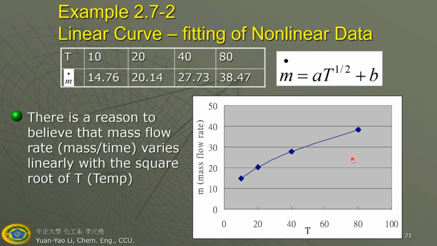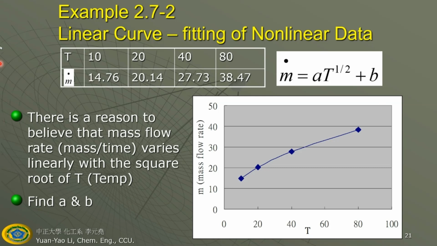Of course, in your midterm exam, if this question shows up, I'll tell you there's a reason to believe the mass flow rate varies linearly with the square root of the temperature. Square root of the temperature means what? T to the 0.5. This is the square root. So there's a reason to believe this one is linearly related to this one. And now you know how to plot the line for me, right? Can you do that for me?